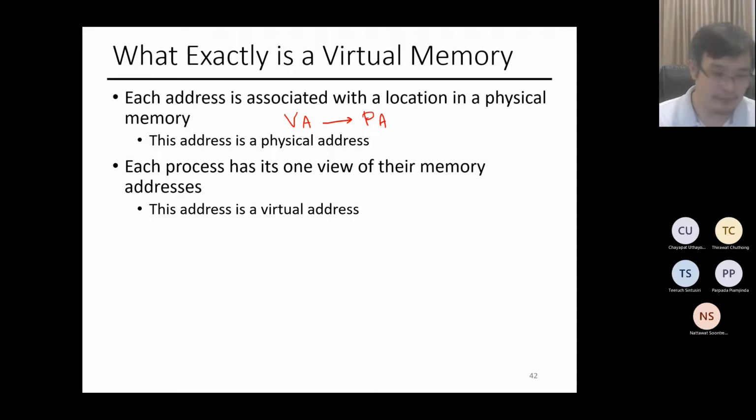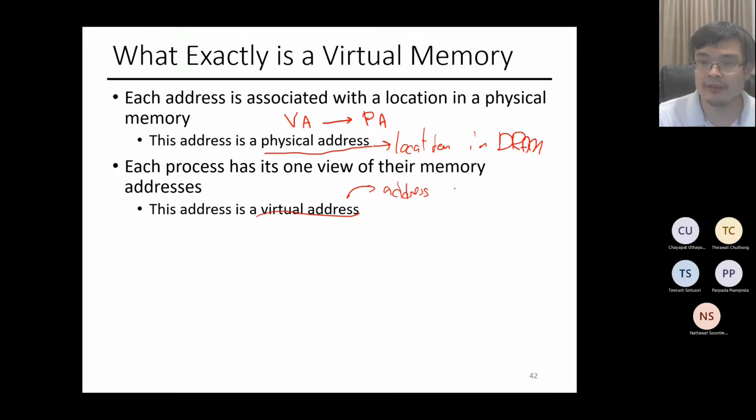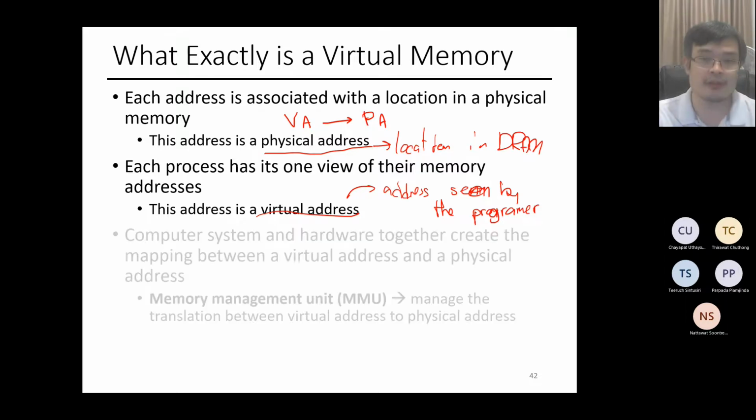So DRAM, the location of your data in DRAM, that's the physical address. So this is a location, right, in DRAM. Virtual address is the address seen by the programmer. Sorry about my handwriting. So the programmer sees the virtual address and the location itself is the physical address.